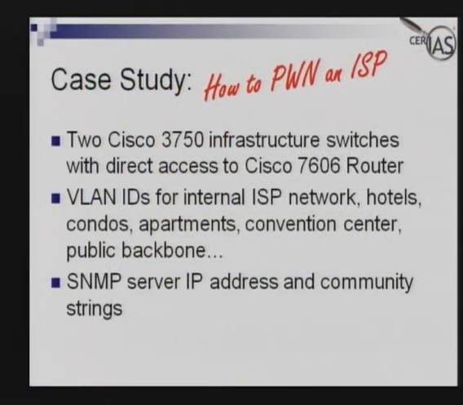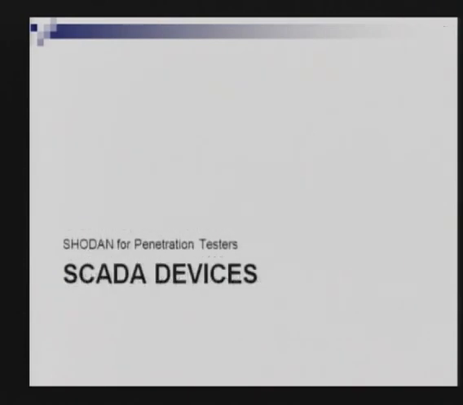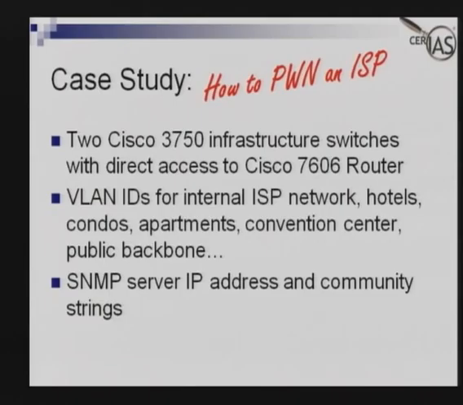It turns out all these things were available. Two Cisco 3750 switches, a Cisco 7606 router, VLANs for all their stuff, SNMP addresses. If I have the information in here. So let me give you a very short story.